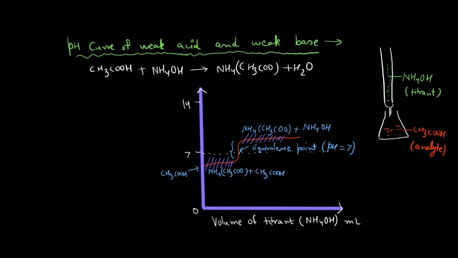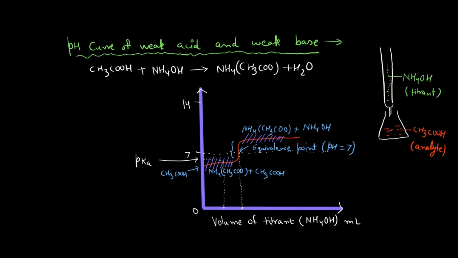Okay, so from the equivalence point we can drop a line parallel to the y-axis intersecting the x-axis here. This will give us the volume of ammonium hydroxide required to completely neutralize acetic acid, and at half of this volume we draw a line parallel to the y-axis intersecting the titration curve, and the corresponding pH will be the pKa of acetic acid, this point.